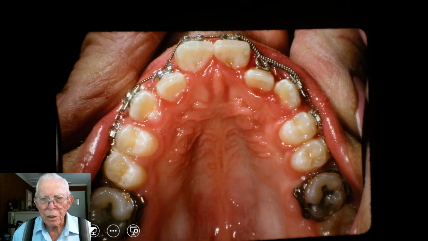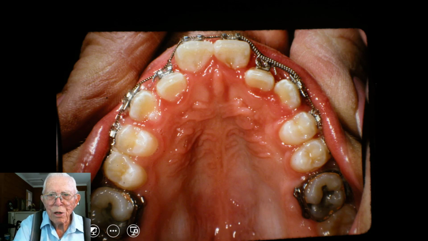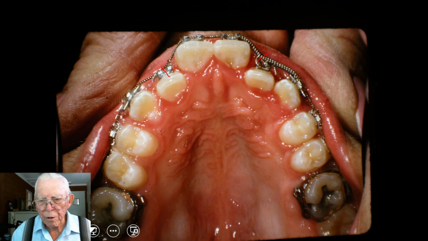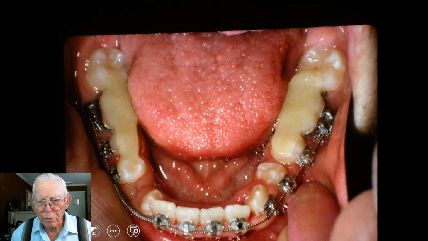Okay, looking at it again, we've tied this arch wire to this and bring that out, bring it over here. Now let's go on, and we jump over.